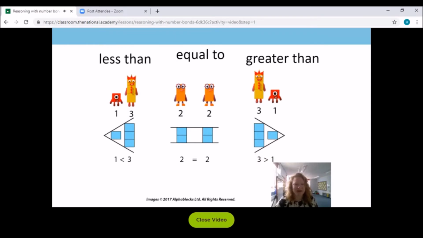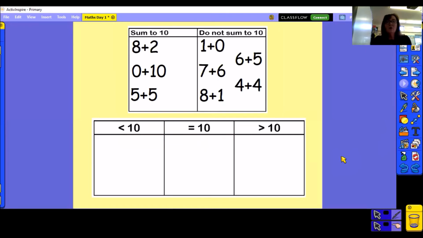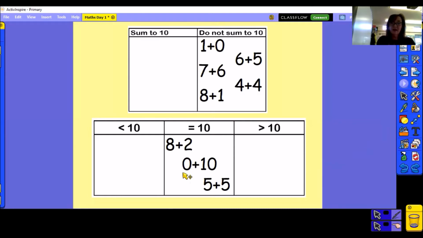We're going to use those symbols now. So we have got 3 boxes now, and we've got those symbols that we've just learned about with the number blocks. We have got the less than 10, equals to 10, and greater than 10. So I think probably the best thing to do is to get rid of all of the numbers that are equal to 10, because we now know we can use our number bonds to do that. So let's do that. And there they are, out of the way. Let's have a look. We've got 8 add 2 equals 10, 0 add 10 equals 10, and 5 add 5 equals 10. So let's now have a look at them.